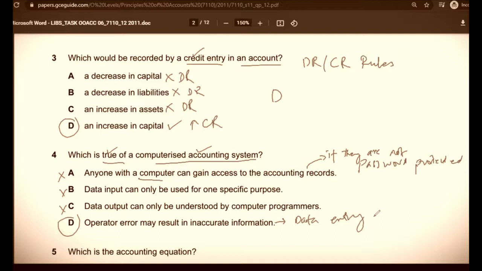Data entry errors can occur because of human error. Operator error would also be commonly known in practical life as human error. So the correct answer to multiple choice 4 is option D.